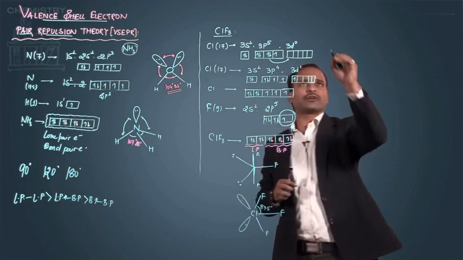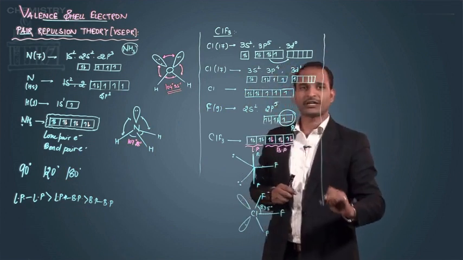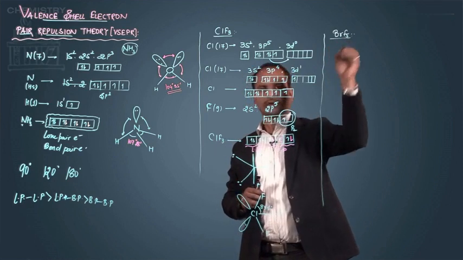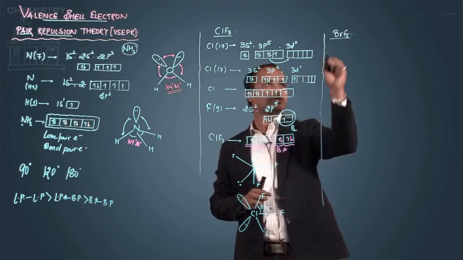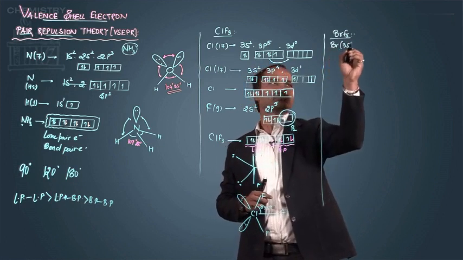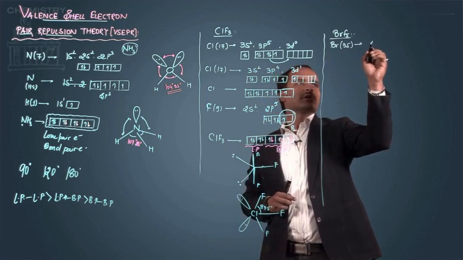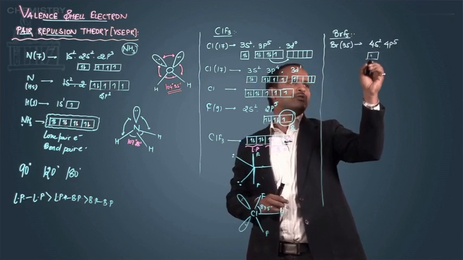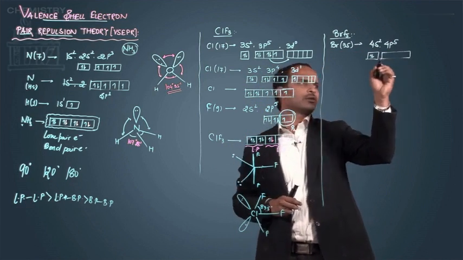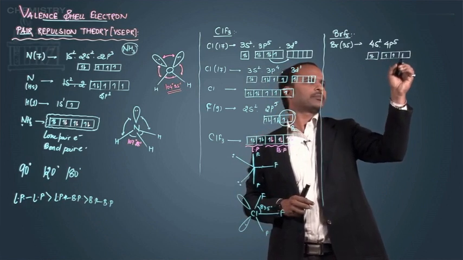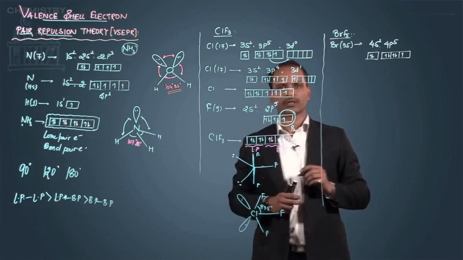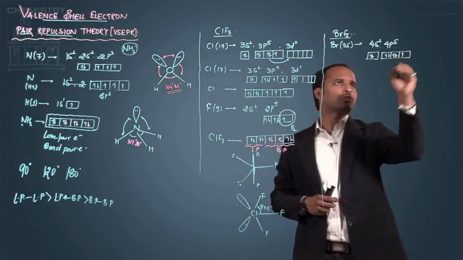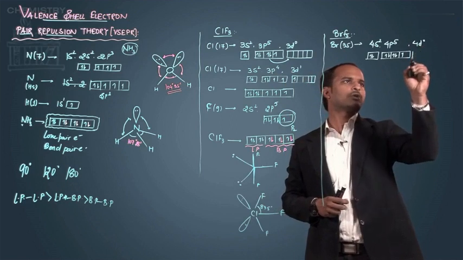The next is, suppose I have a BrF5 molecule, bromine pentafluoride. Now what happens in the case of the BrF5 molecule? Bromine, whose atomic number is 35, has the outermost shell configuration 4s2 4p5. So we have 2 electrons in the s orbital and 5 electrons in the p orbital, singly filled first and then pairing takes place. Bromine is forming 5 bonds, but in this case we have only 1 half-filled orbital. That means the 4d orbital will also take part in bonding.